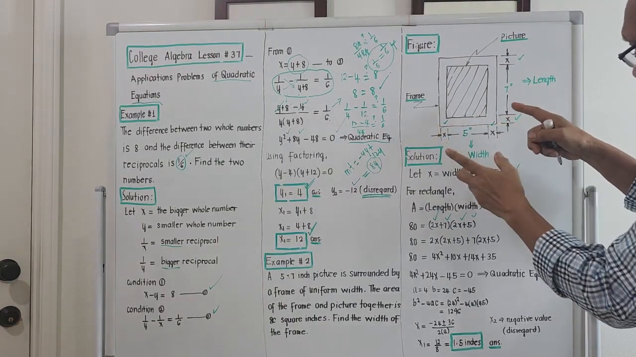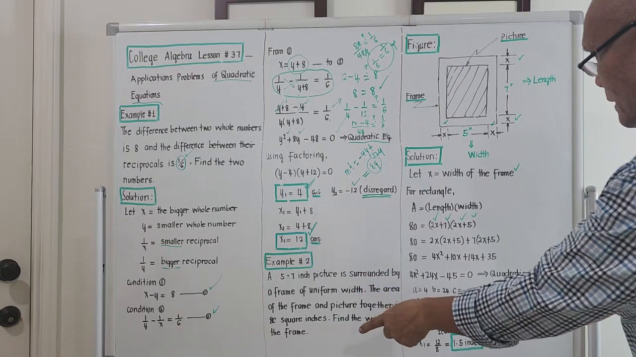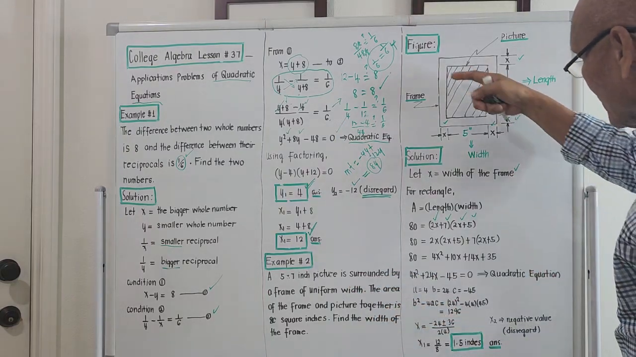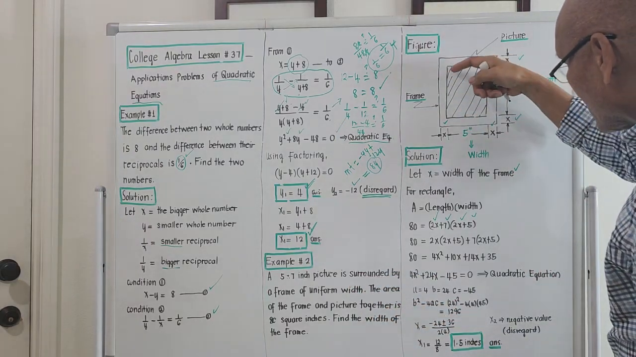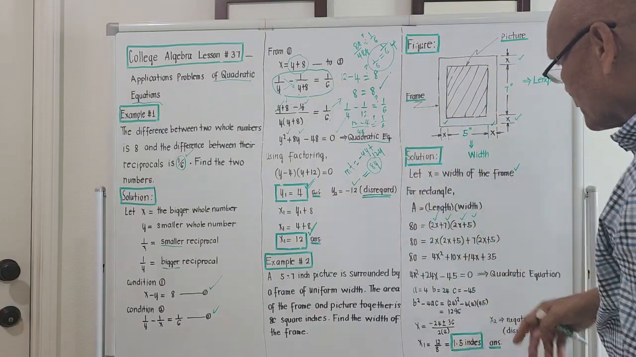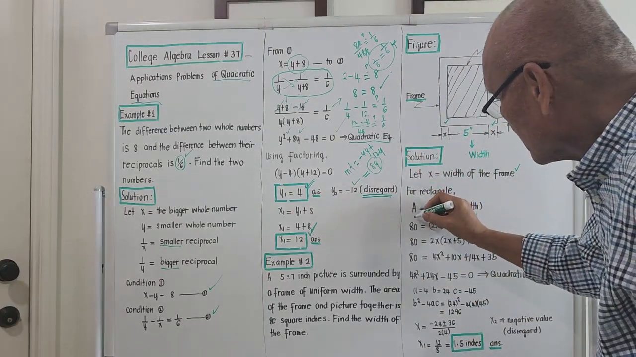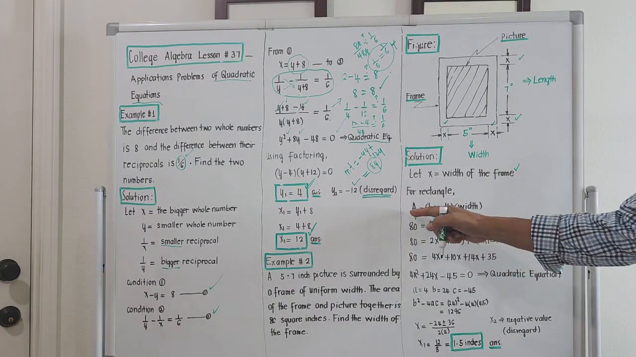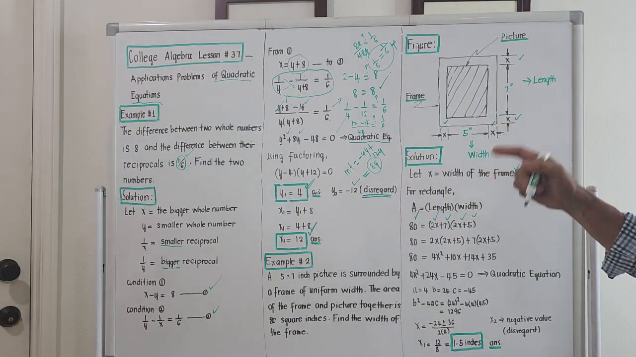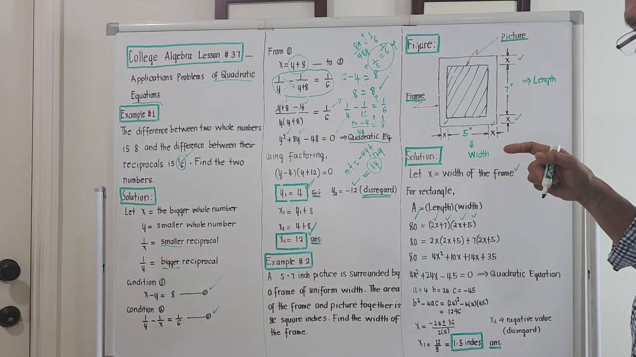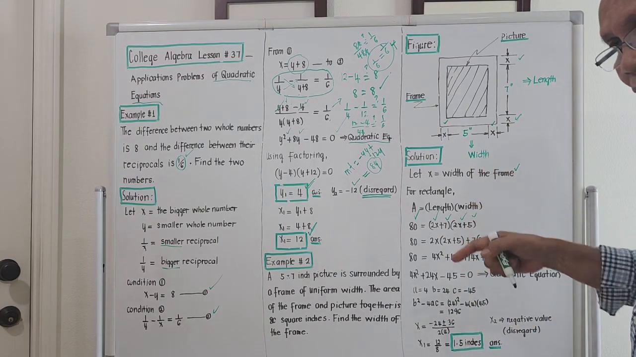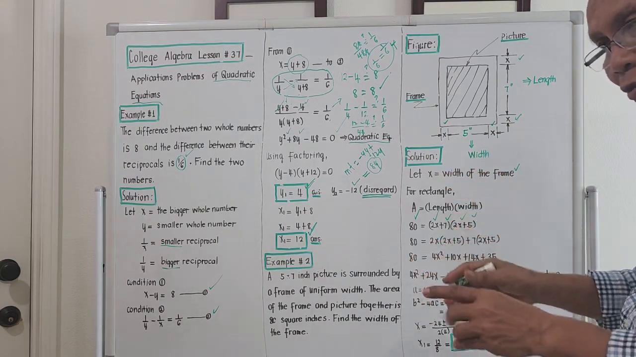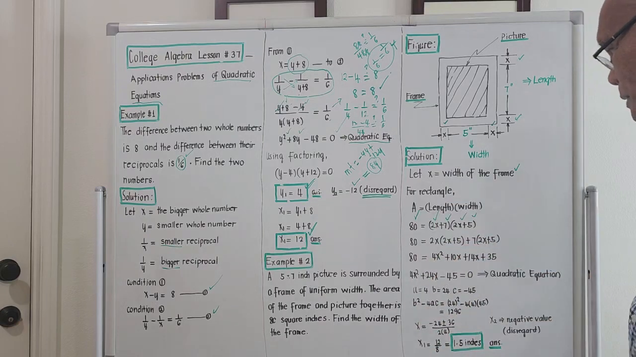Okay? And the problem says that the total area covered by the picture plus the portion of the frame that surrounds the picture is actually 80 square inches. So by using the formula for a rectangle, we had already formulated the equation to compute for the unknown.